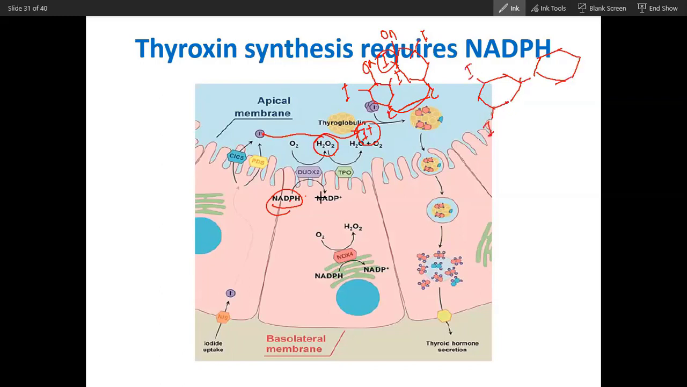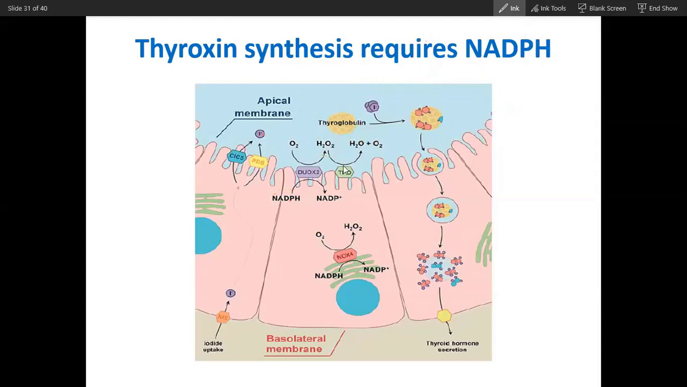So this enzyme will help in iodination here. It will actually convert I minus, iodide, to I plus. This I plus will be attached to this ring. So remember, the function of this DUOX is iodination. Iodination is the function of this.